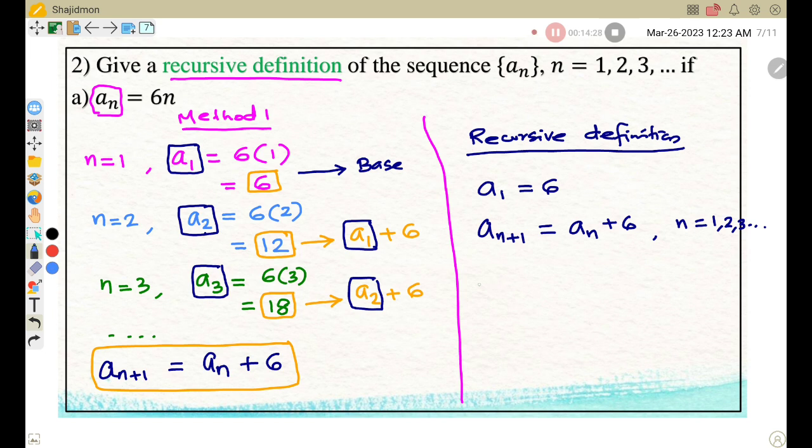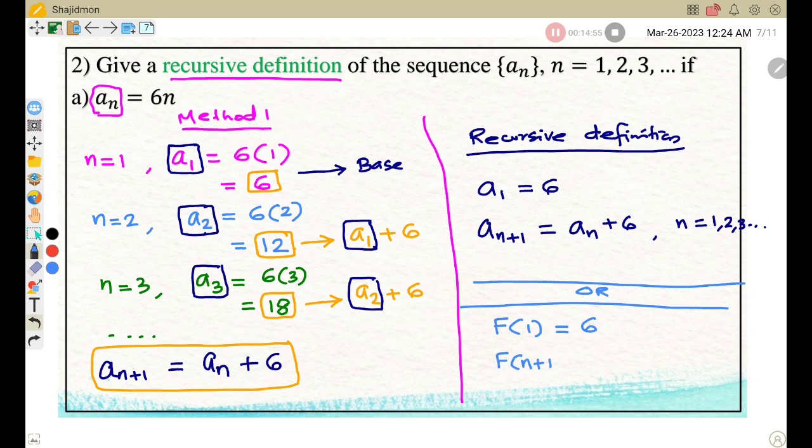Now the same thing you can write in terms of a function also, like this. Otherwise we can write like this in terms of a function. a1 equal to 6, we can write like f of 1 equals 6. Instead of a sequence we are using a function, f of 1 equal to 6. And an plus 1, how to write? f of n plus 1 equals f of n plus 6, where n equal to 1, 2, 3, like that it is continuing. So this is the first method, method number 1.